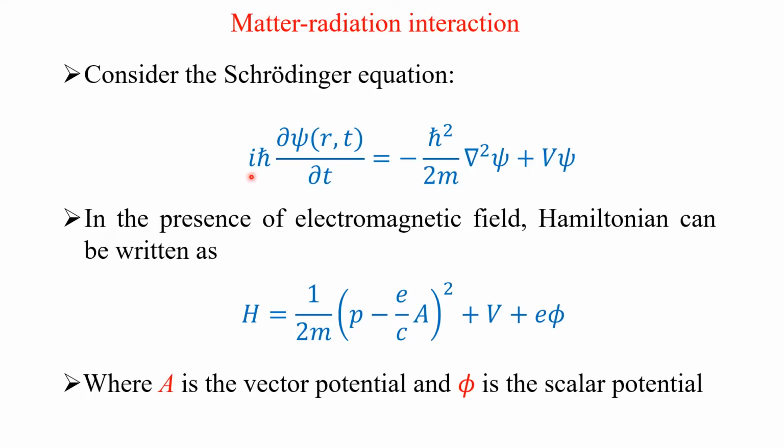Consider the Schrodinger equation, that is, iħ ∂ψ/∂t is equal to minus ħ² over 2m ∇²ψ plus Vψ. This is the normal condition, that is, without the presence of an electromagnetic field. Now, in the presence of an electromagnetic field, the Hamiltonian can be written as H is equal to (P minus (e/c)A) whole squared over 2m, plus V plus eφ, where A is the vector potential and φ is the scalar potential, which is related to the electromagnetic field. Now we will expand this and find the solution.